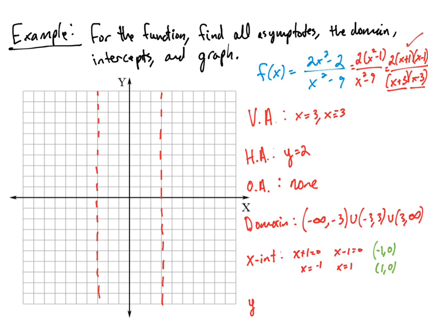And then for the y-intercept, we're going to find f of 0. When we plug in f of 0 up here, we end up with -2 over -9, which is just a positive 2 over 9. So what we end up with is 0, 2/9 as the y-intercept. Okay, so let's put this all together. The horizontal asymptote we said was y is equal to 2.